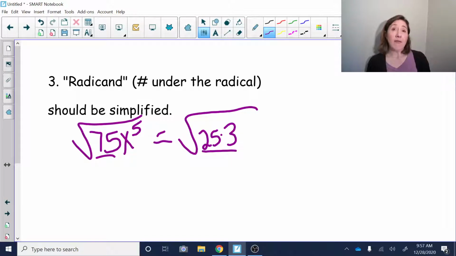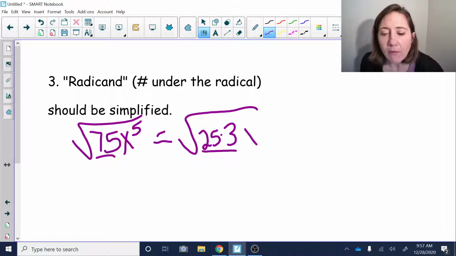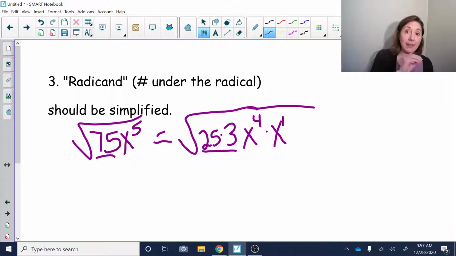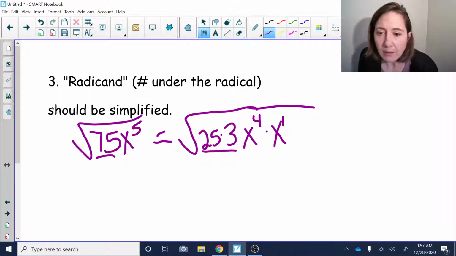Now x to the 5th is not something that's going to square root nicely, but x to the 4th would, which we'll look at in a minute here. But I have x to the 5th. So I could rewrite the x to the 5th as an x to the 4th with an extra x behind it. So doesn't that still equal x to the 5th if I combine those together? It does.